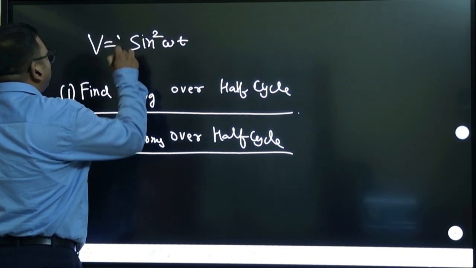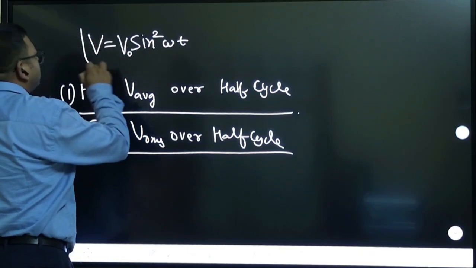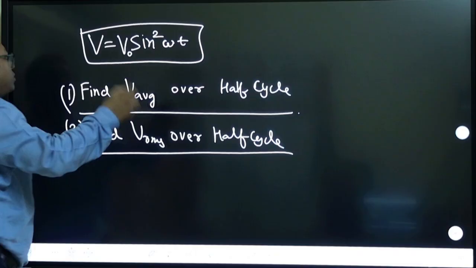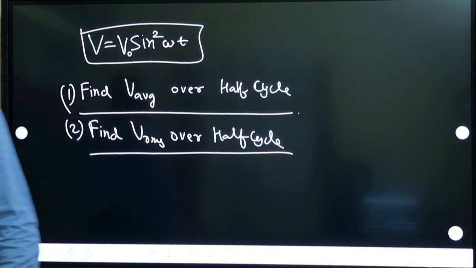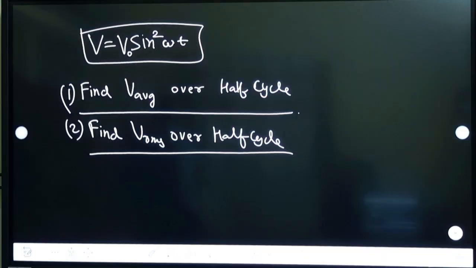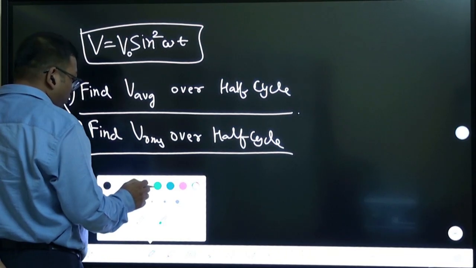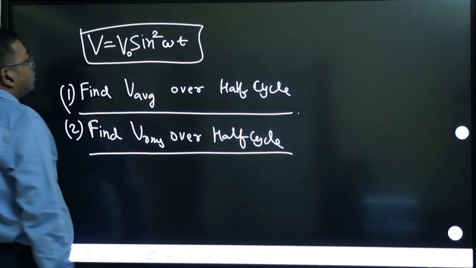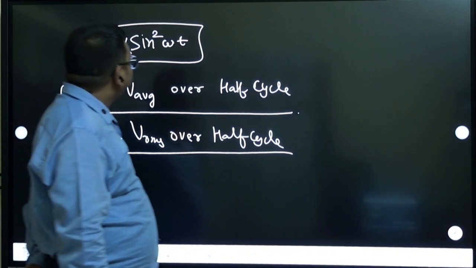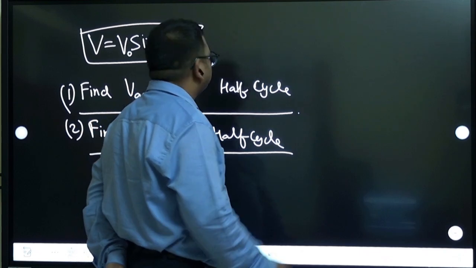If you want, you can add a term V naught here. Okay, so let us keep this equation V equal to V naught sine square omega t. So let's do that. First, calculate the average value over half cycle, 0 to T by 2.